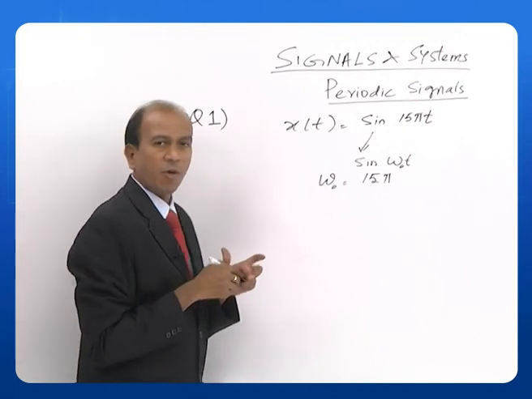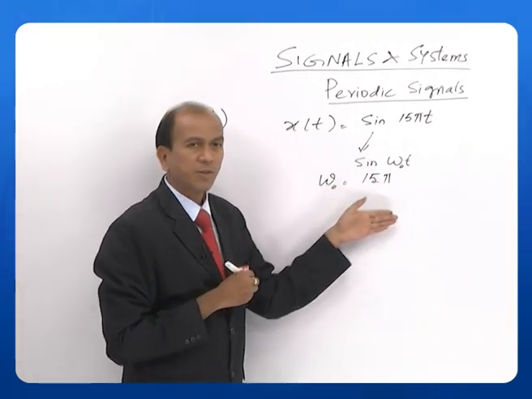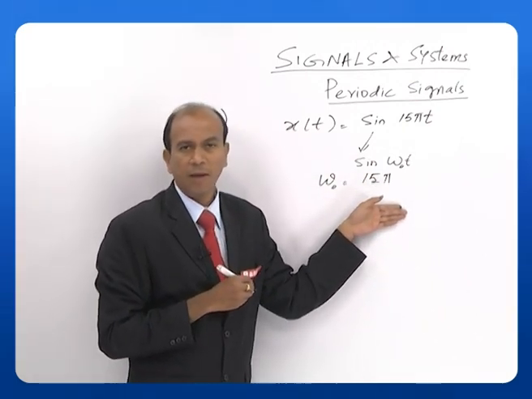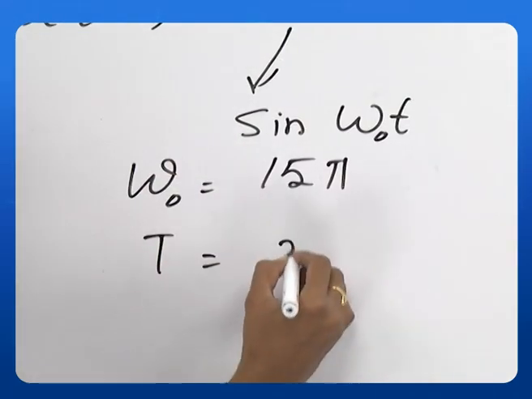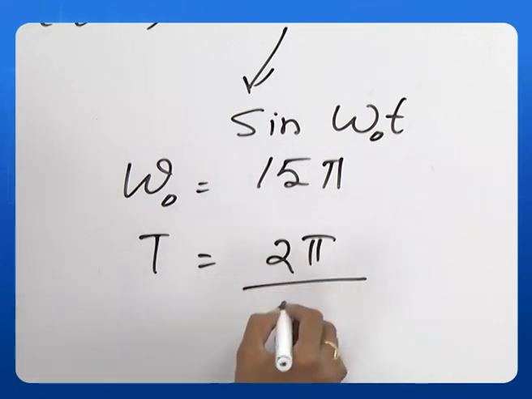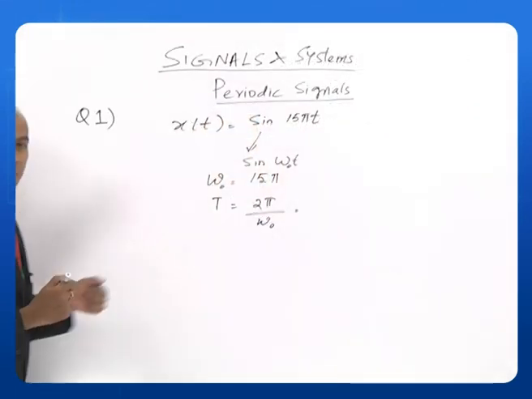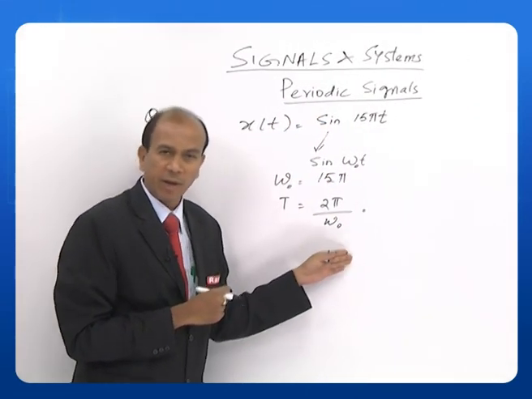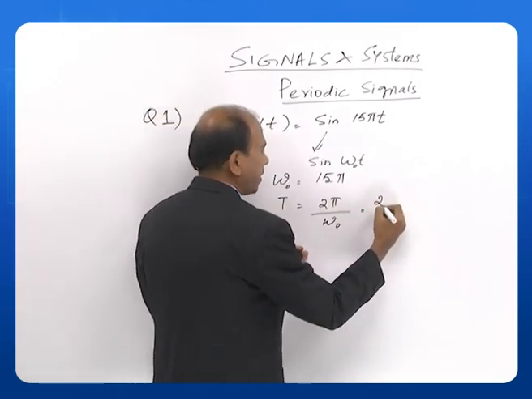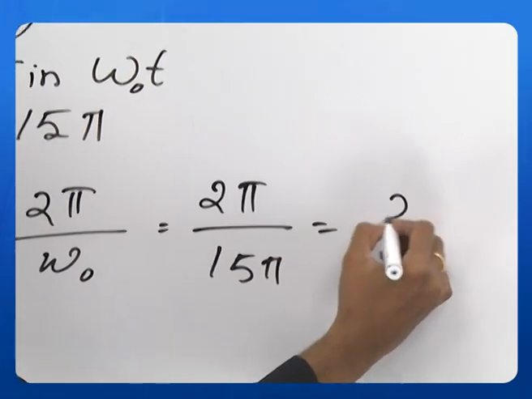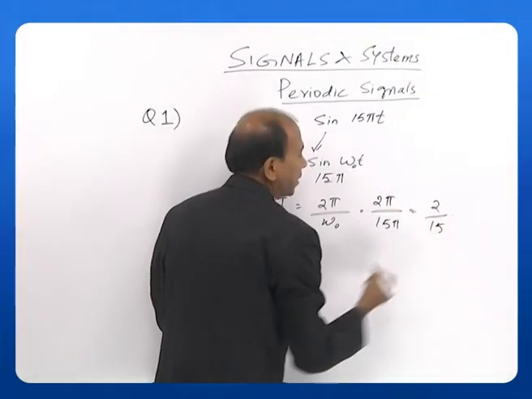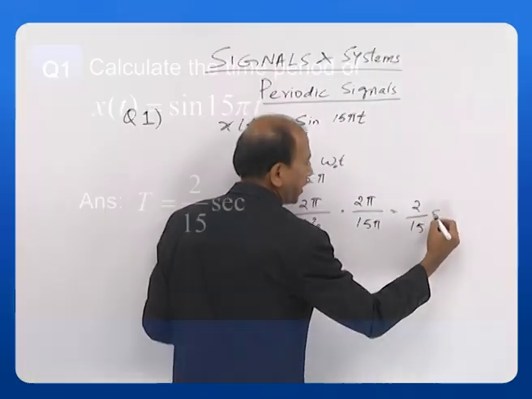This is of the form sin omega naught t, and omega naught is equal to 15 pi. Okay. So, what is T from this? You can calculate. T is equal to 2 pi by omega naught, which is equal to 2 pi by 15 pi. So, this will be equal to 2 by 15 seconds. So, this is the time period.